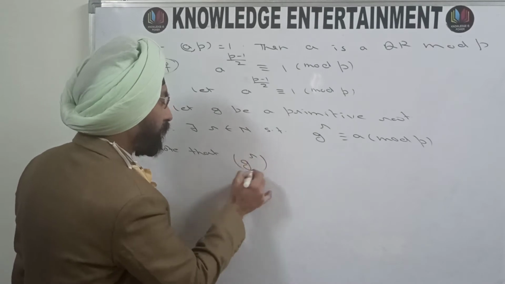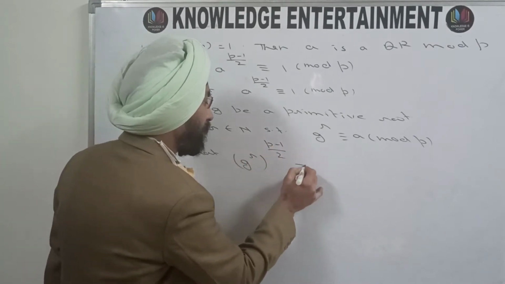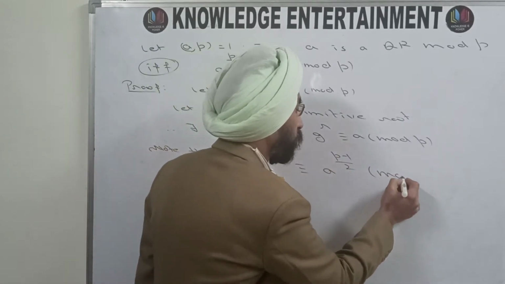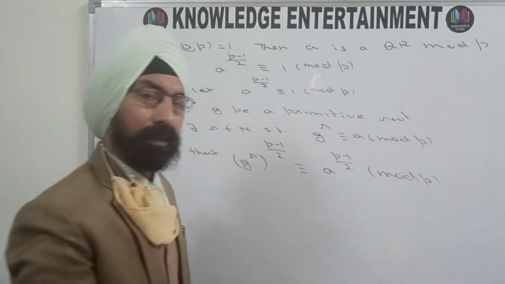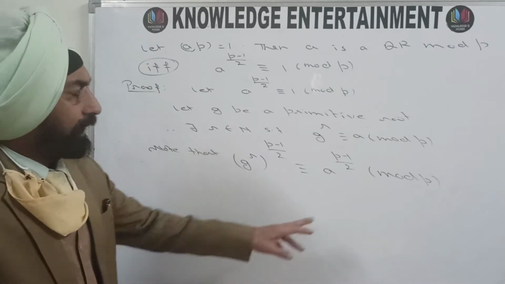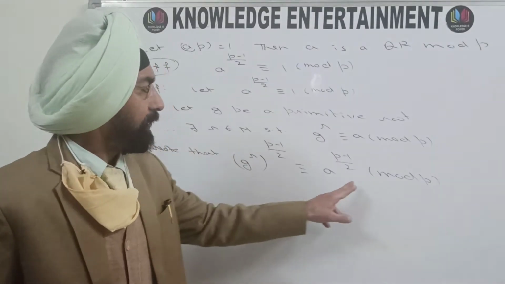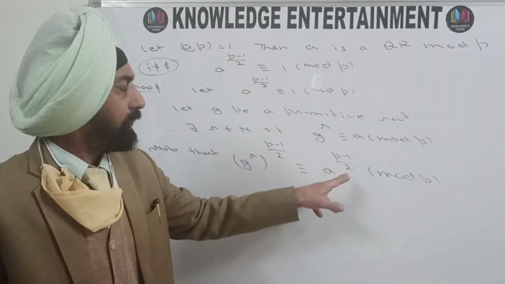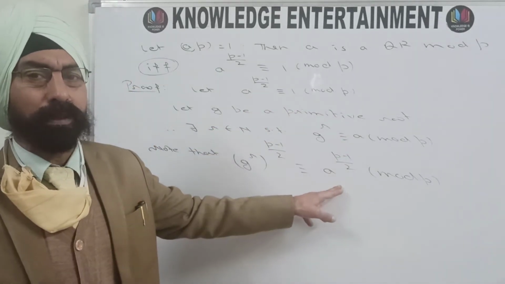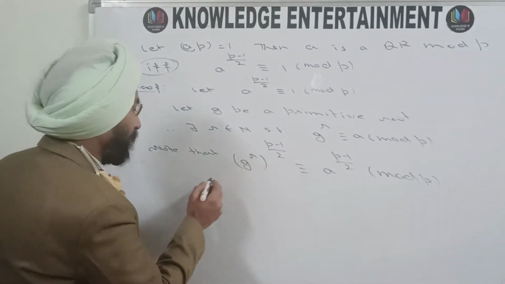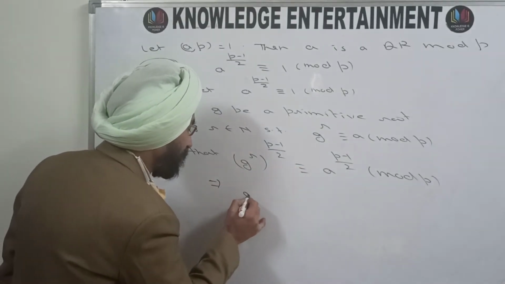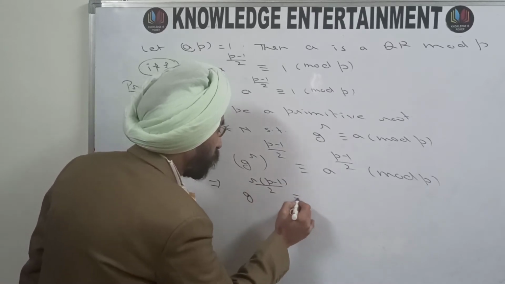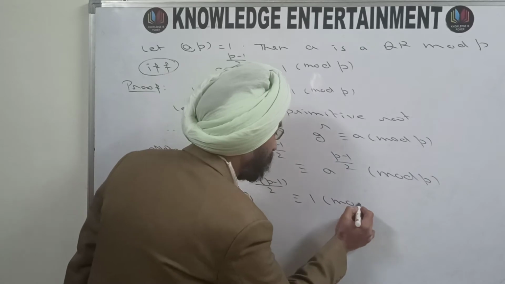So g^r to the power (p minus 1) by 2 is congruent to a raised to the power (p minus 1) by 2 modulo p. Now we are working with modulo p, and we know that this a raised to the power (p minus 1) by 2 is given to be congruent to 1 modulo p. So this can be replaced by 1. What I will get is g raised to the power r times (p minus 1) by 2 is congruent to 1 modulo p.